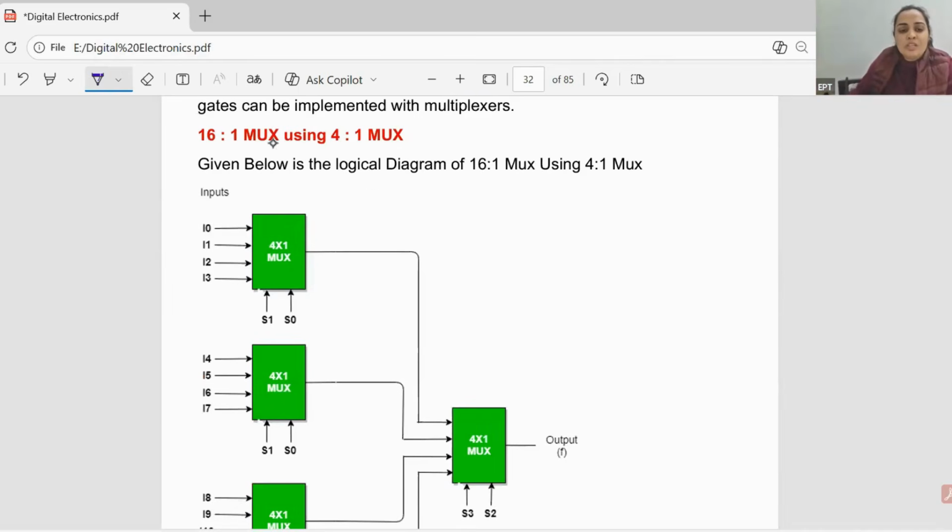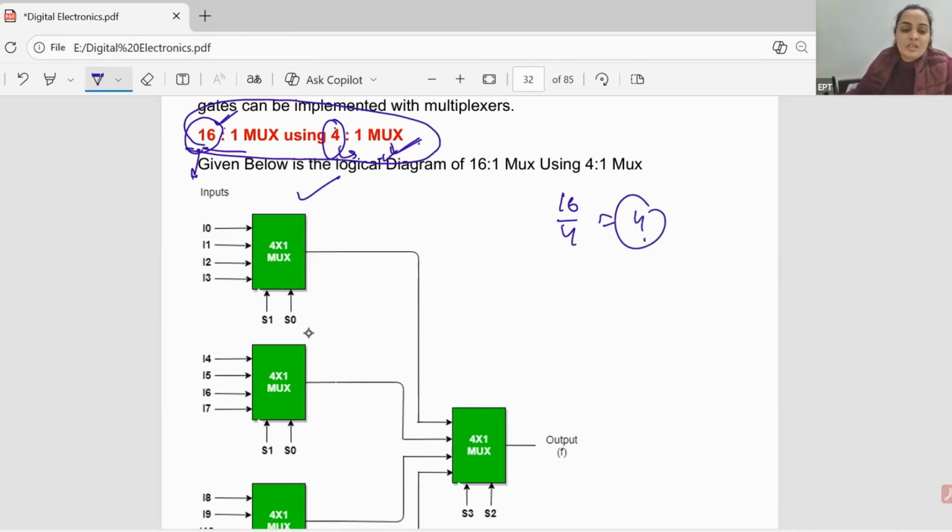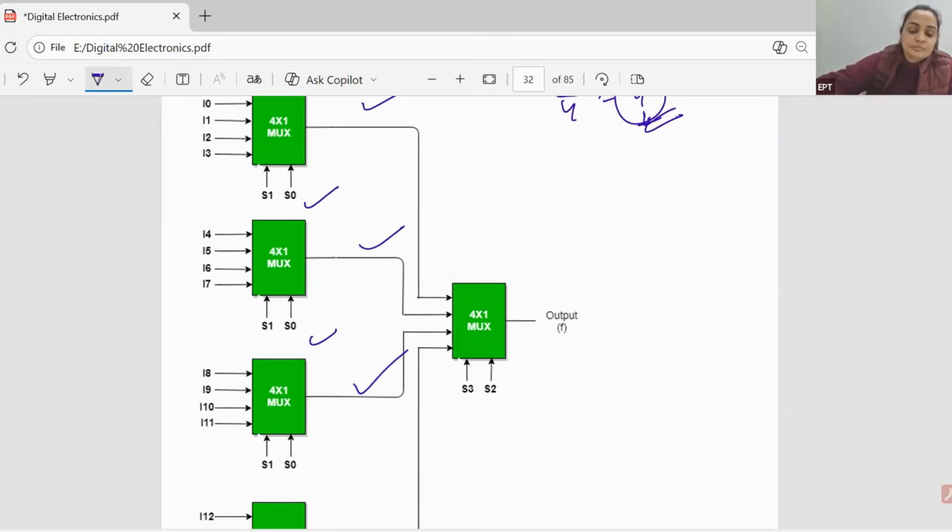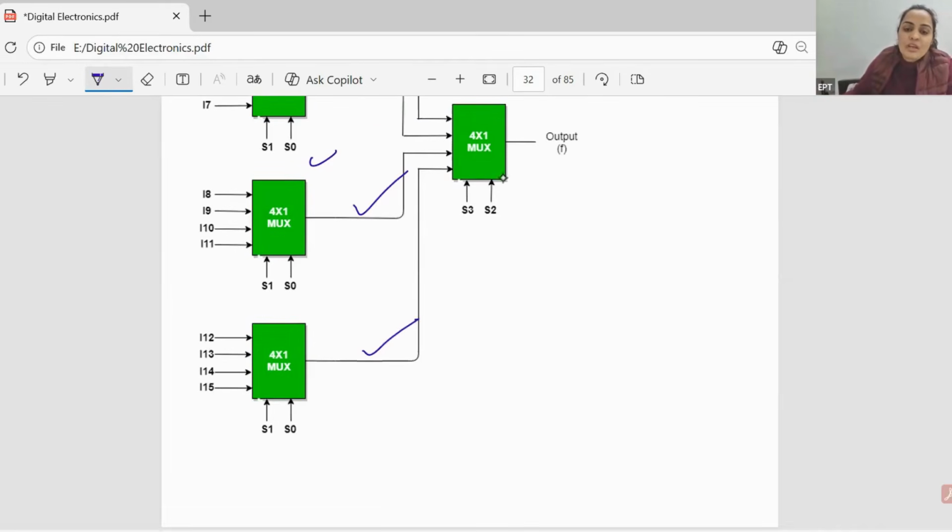Okay, now the examiner can ask you to design a 16 to 1 mux using 4 to 1. Now see here, 16 data lines are given and we have only 4 to 1 mux available. So to get 16 data lines, let's divide it. So 4 muxes will be required at the input side, 4 to 1 mux, right? So if we have such 4 muxes, 4 outputs will be available with us, right? So I will use one more 4 to 1 mux to get the output.